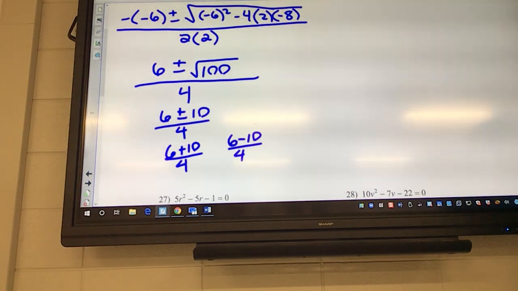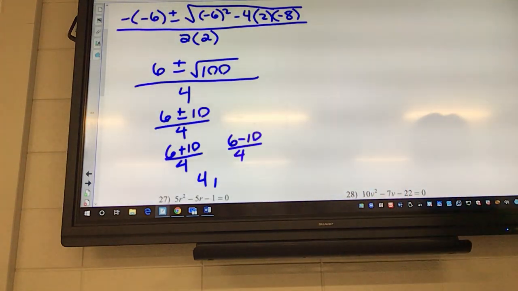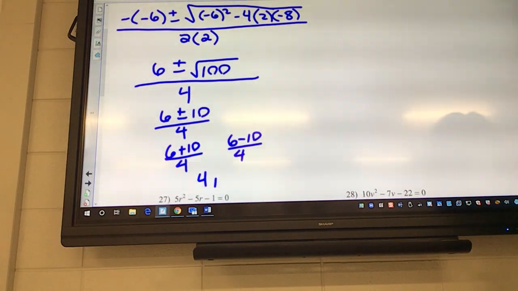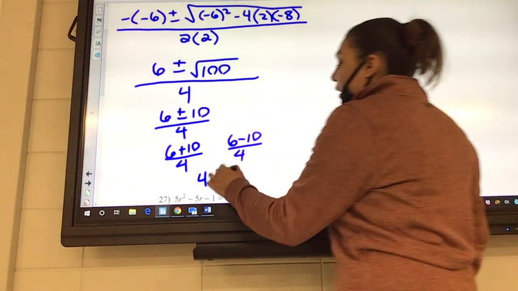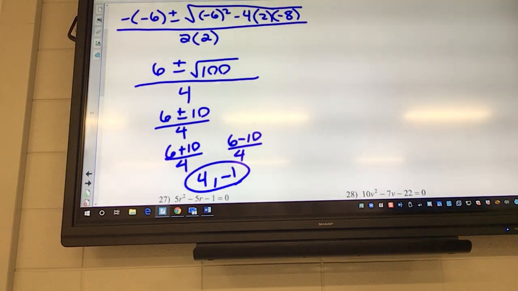Drayden, type it in. The first one should be 4, yeah. Jaden, type it. Negative 1. Okay, so which type would this be? Would it be rational, irrational, or imaginary? Rational. Yeah, it's rational. You got whole numbers.